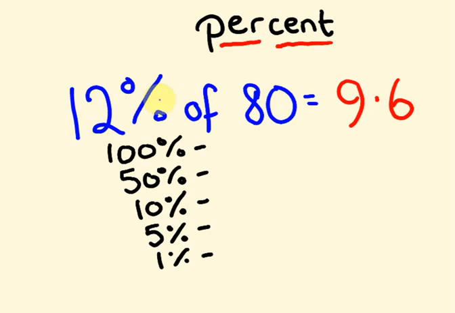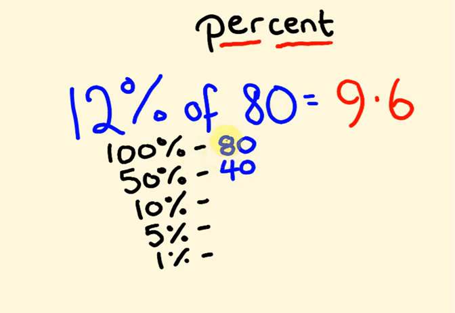So a way of working out 100% of a number, 100 parts out of 100 of a number, is the number itself. So 100% of say 80 is 80, 100% of 64 is 64, 100% of 27 is 27. So 100% is the number itself. So that's a nice easy one to start off with. 50%, 50 parts out of 100, is a half of the number. So half of 80 is 40. So 50% of 70 would be half of 70, 35.